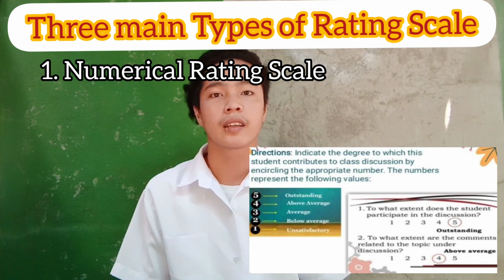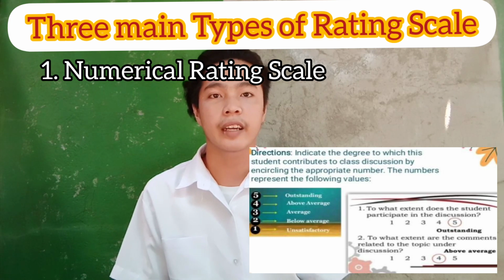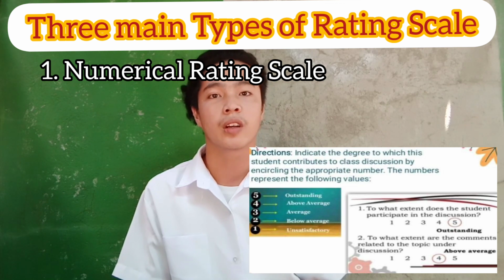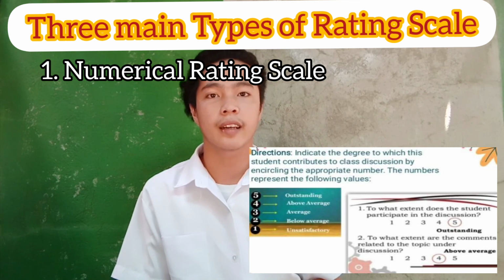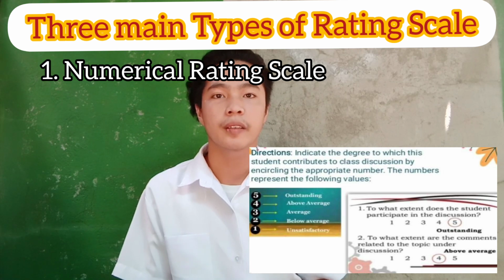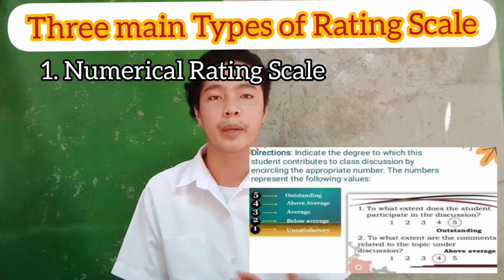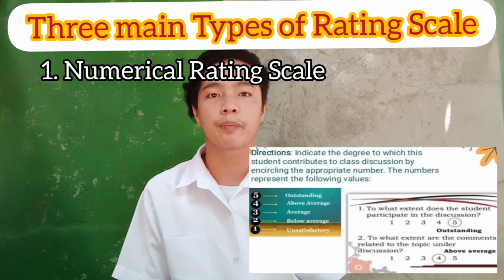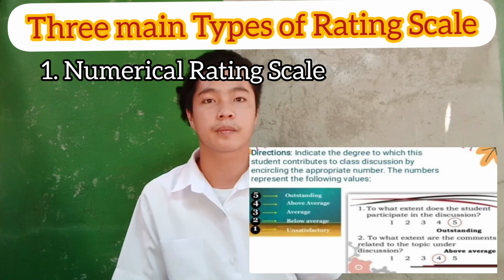number 3. Ganon din sa number 3. So in rating scale, encircle the number that pertains sa performance na ipinapakita ng bata during class discussion. So in numerical rating scale, nire-rate mo yung learner based sa performance na ipinapakita nila by means of numerical values.